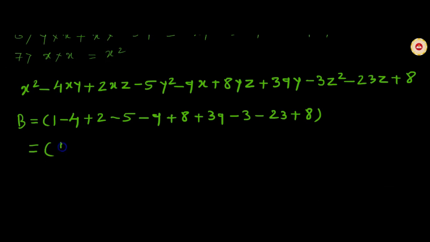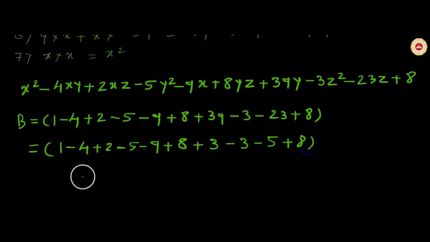Okay, so 1 minus 4 plus 2 minus 5 minus 9 plus 8 plus 3 plus 9, 12. 2 digits, 1 plus 2, 3. Minus, Bijank of 39 is 3. Okay. Minus 3. Minus 2 plus 3, 5. Plus 8. Right. Now let us add these digits.